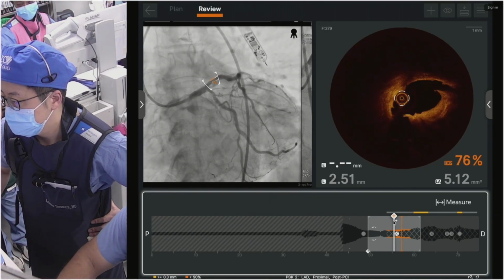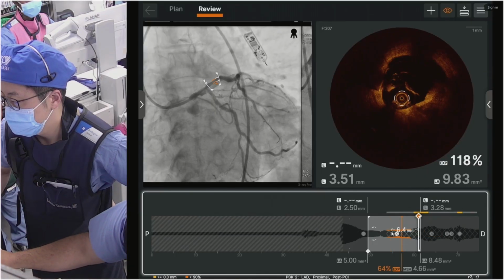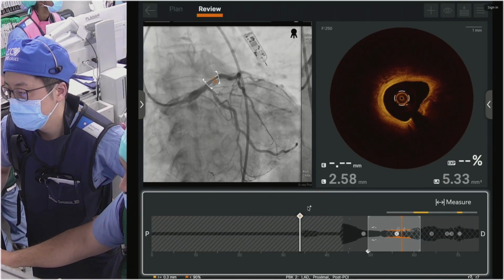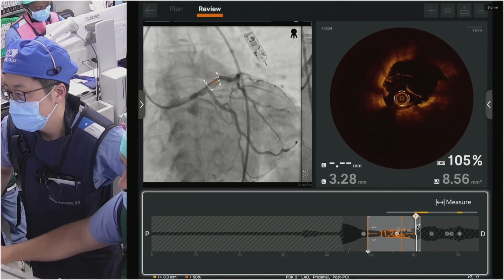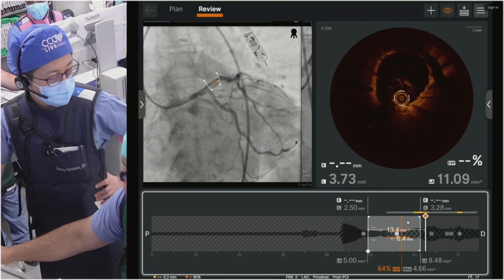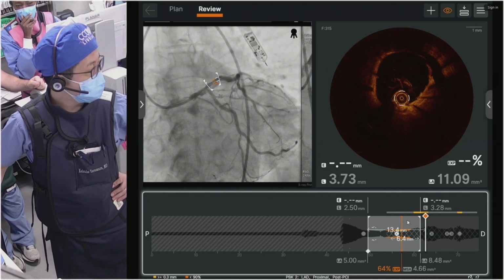Wait, have a papyrus ready? Go back to that image. One second. Yeah, 3.5 you gave me, right? Actually, 3.5 by 13 is enough, so 16 is enough. That is enough to cover it.